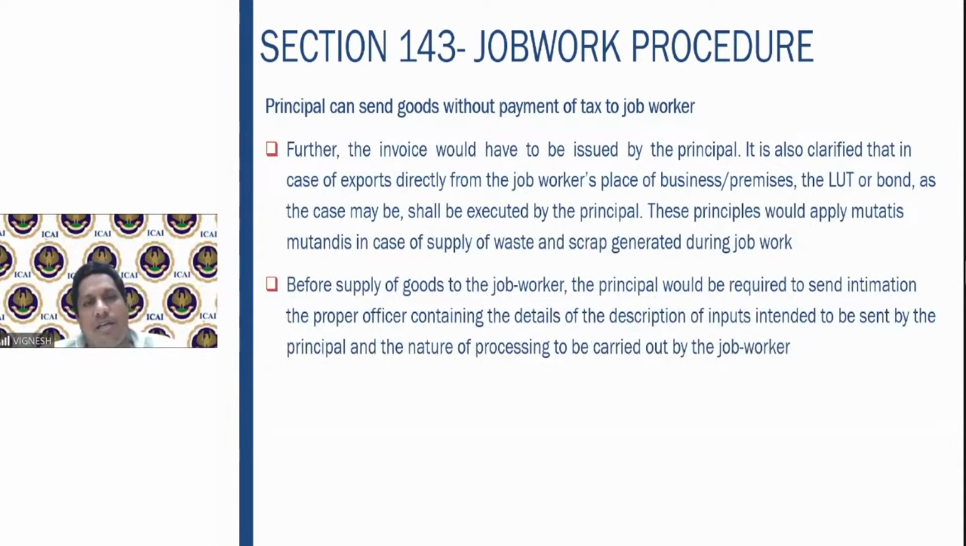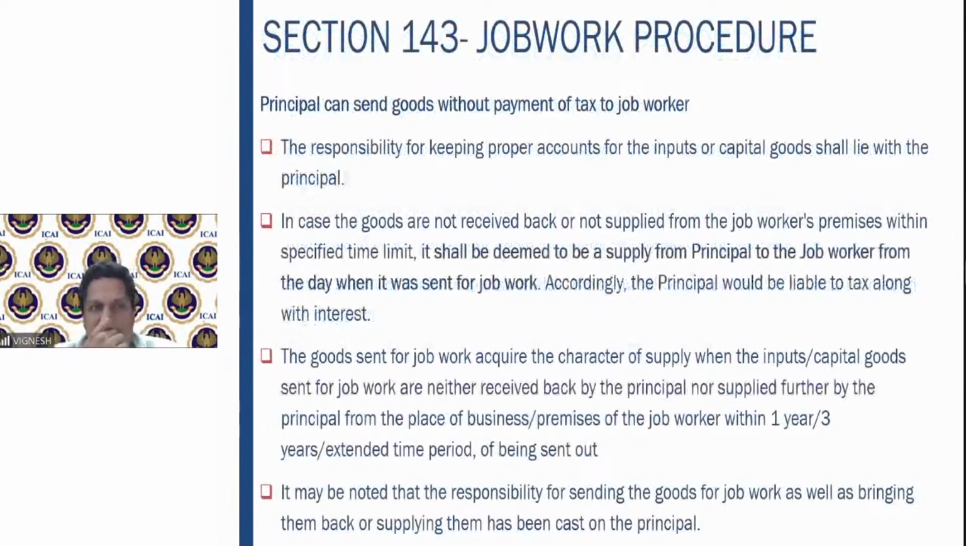Whenever the goods are sent to the job worker, the principal has to send an intimation to the proper officer. In that, he will clearly give the details of the inputs which are to be sent to the job worker, and also the nature of processing which has to be carried out by the job worker. Clearly, he has to give. The responsibility for keeping proper accounts with regard to the inputs or capital goods, again, totally lies with the principal only. As I told you, for entire compliance, they have kept the principal responsible.